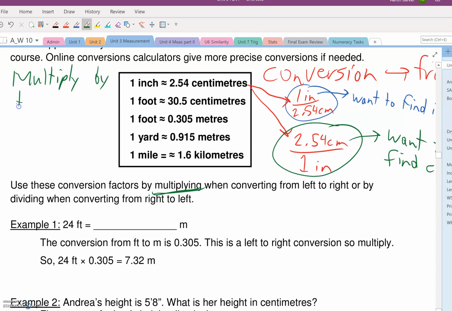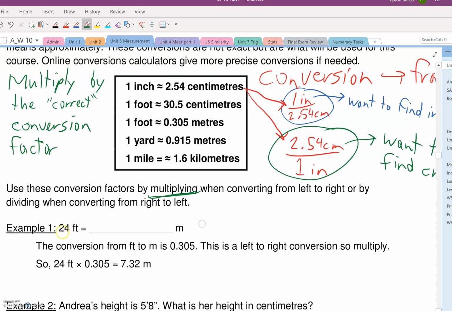by the correct conversion factor. So we're always multiplying, and then we can get the correct unit we want. For example, if we have 24 feet and we're trying to get into meters, what we're going to do is take 24 feet times the conversion factor that has meters on top and feet on the bottom.